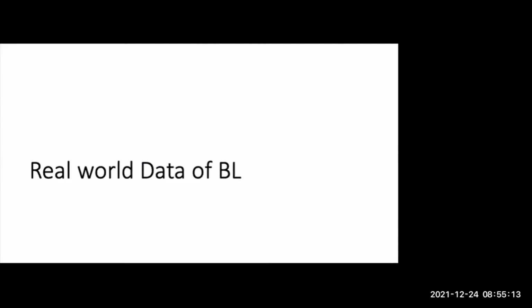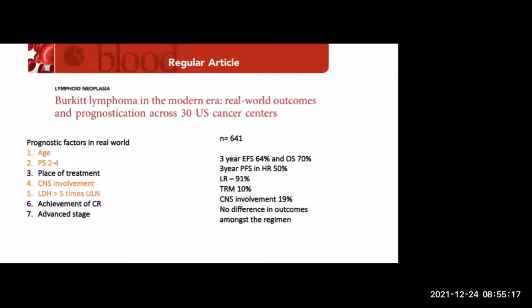Coming to the real world data of Burkitt's lymphoma, this is data from across 30 US centers. A total of 641 patients were evaluated, treated with multiple protocols like CODOX, hyper-CVAD, or dose-adjusted EPOCH. Several prognostic factors were identified: age, performance status, CNS involvement, and LDH more than 5 times were adverse factors, while place of therapy, whether academic or community-based, achievement of CR, or advanced age also made some impact on survival.